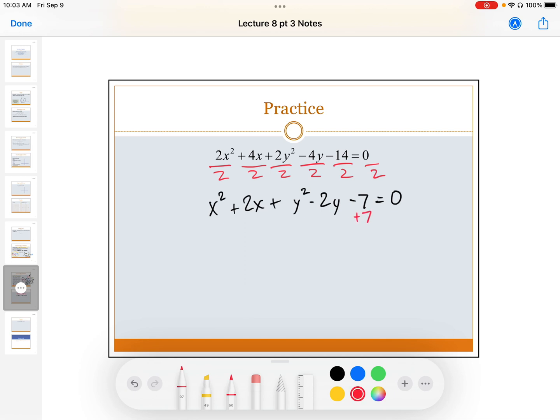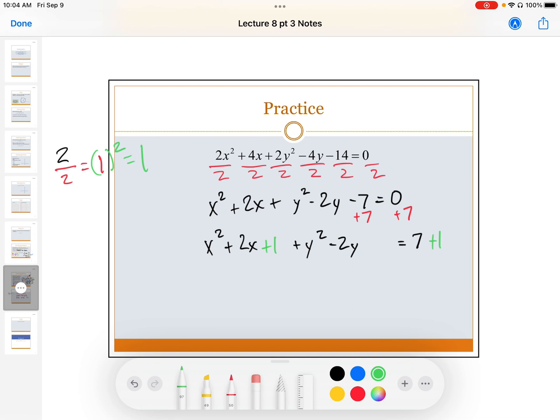So, I can add my 7 to the other side of this equation. Okay, when I do that, that gives me an x squared plus 2x. Leave a space. Plus y squared minus 2y. Leave a space. Equals 7. Okay, first one I'm going to look at, I got a +2. +2 divided by 2 gives me a +1. +1 squared gives me a 1. So my magic number is 1. I need to make sure that I add that on both sides of the equation.